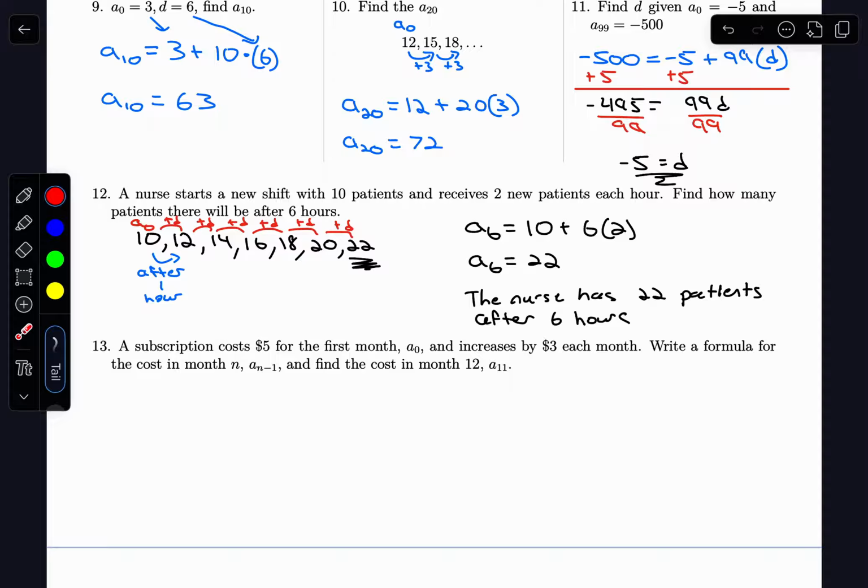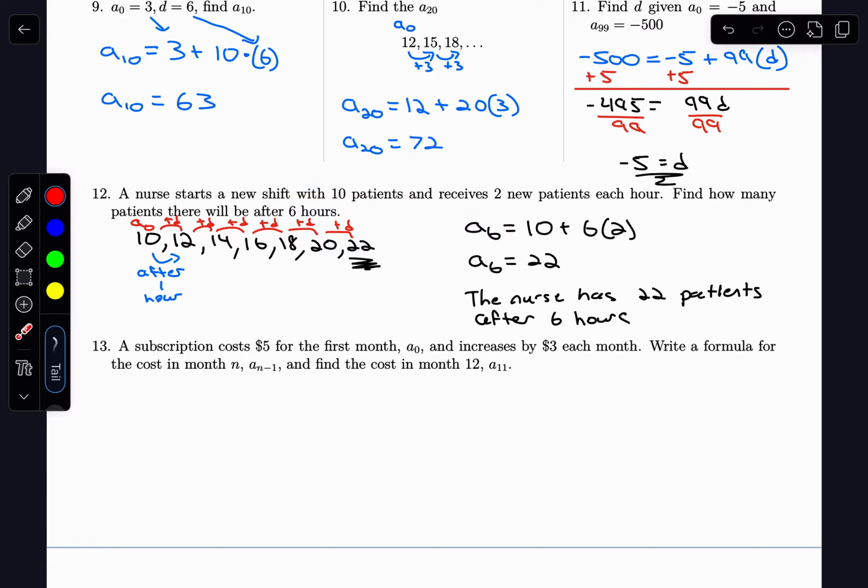So now before we try to do the problem, I just want to explain what is happening here with these subscripts. I'm saying at the end here that month 12 is A sub 11. That might seem wrong that we have to subtract 1, but it's because we start at term 0, A naught, A sub 0. In the previous question, you might be wondering, we said after 6 hours, and that's A sub 6. So the numbers are the same, 6 and 6.